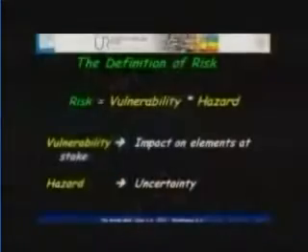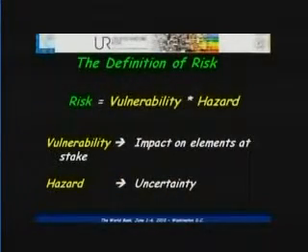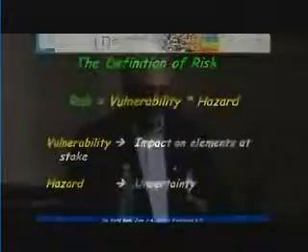So this morning we saw that risk has a tremendous subjective component, and that is extremely important to be recognized. But formally, officially, risk is defined as vulnerability times hazard, where the vulnerability is somehow related to the impact on elements at stake, and hazard is related to the uncertainty.